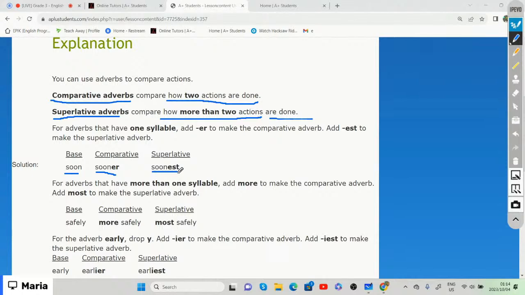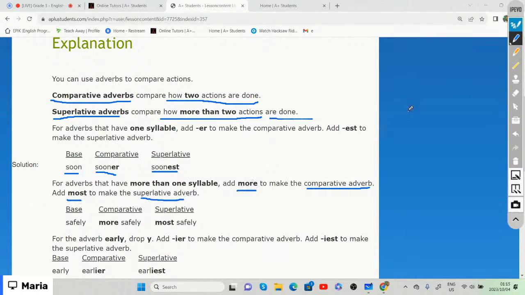All right. So now for adverbs that have more than one syllable, we add more to make the comparative adverb, and we add most to make the superlative. So for adverbs that have more than one syllable, we add more to make it a comparative adverb, and we add most to make it a superlative adverb.